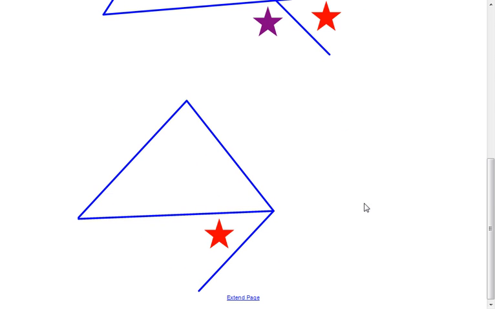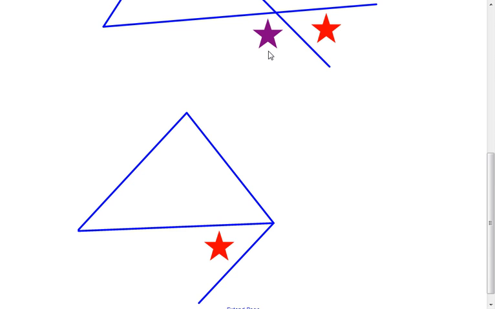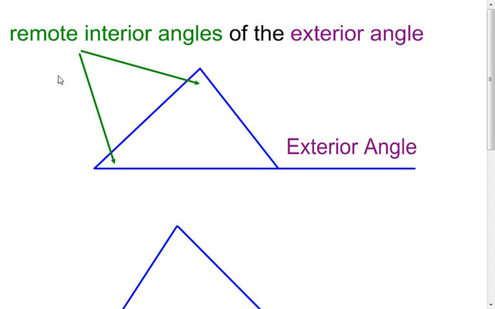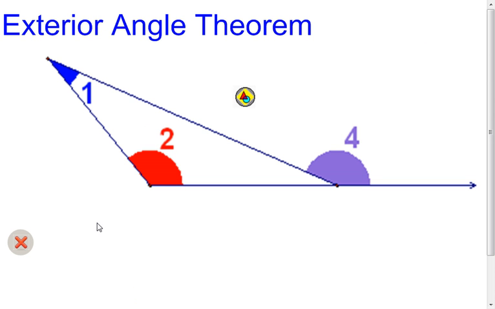If I come down again to this one, be careful on this one because now this starred angle has a side of the triangle as one of its sides, but notice the other side of the starred angle is not an extension of one of the sides. Therefore, this is not an exterior angle. Be careful on that because we're going to talk about exterior angles and then also the remote interior angles to that exterior angle in this next one.